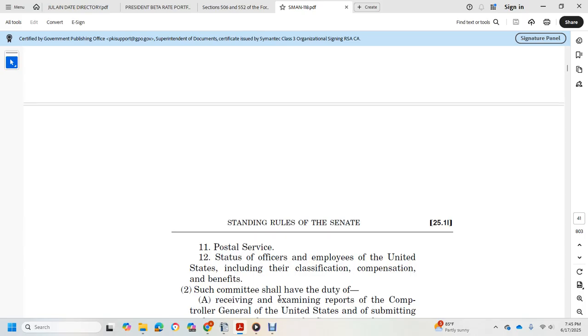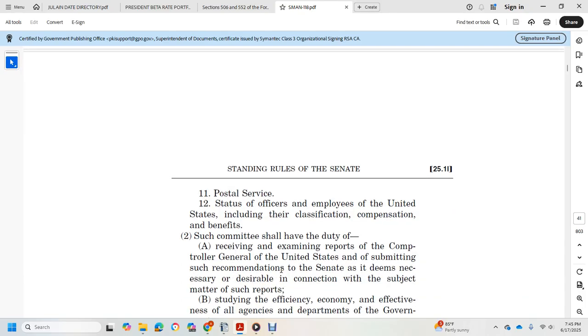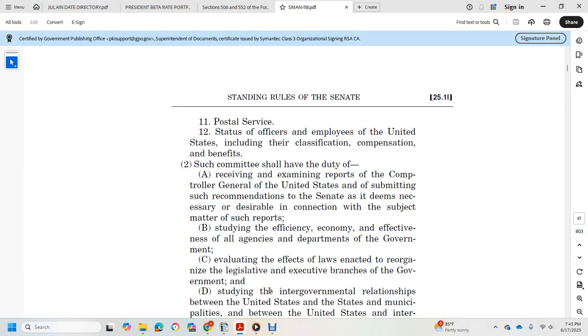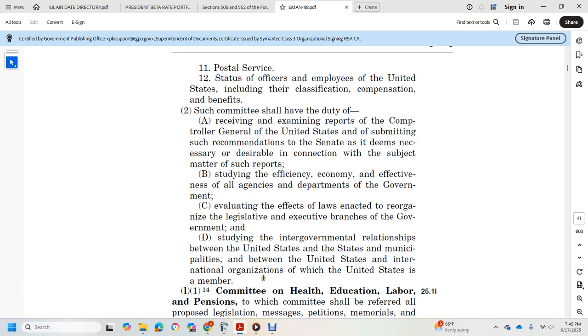Such committee shall have the duty of receiving and examining reports of the Comptroller General of the United States and of submitting such recommendations to the Senate as it deems necessary or desirable in connection with the subject matter of such reports, studying the efficiency, economy, and effectiveness of all agencies and departments of the government, evaluating the effects of laws enacted to reorganize the legislative and executive branches of the government, and studying intergovernmental relationships between the United States and the states and municipalities, and between the United States and international organizations of which the United States is a member.